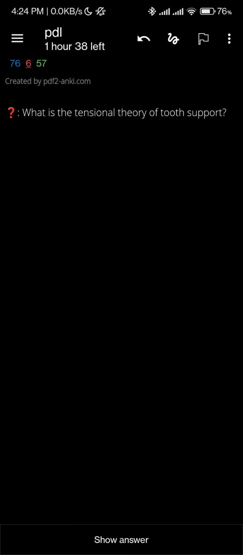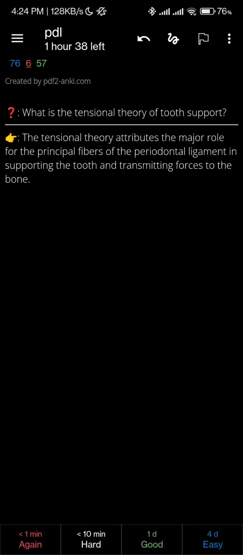What is the tensional theory of tooth support? It attributes a major role to the principal fibers of the periodontal ligament in attaching the tooth to the bony socket, supporting the teeth and transmitting the masticatory forces to the bone.